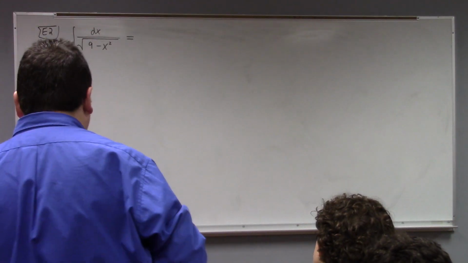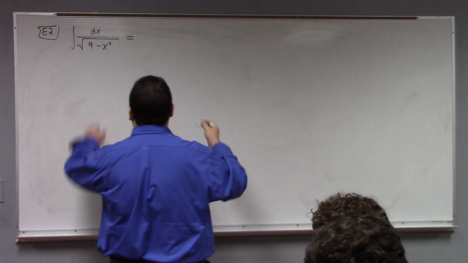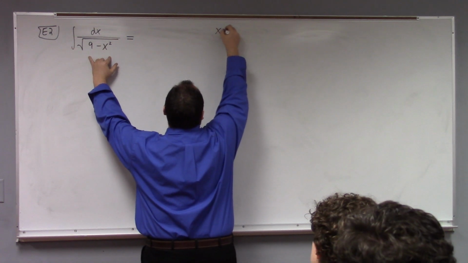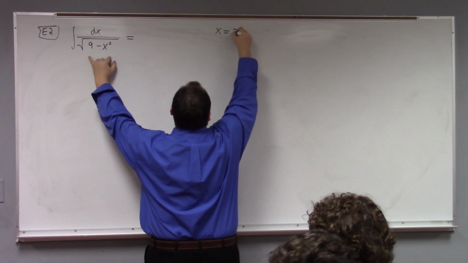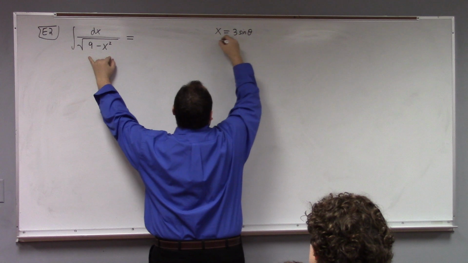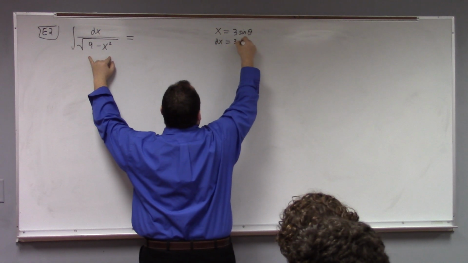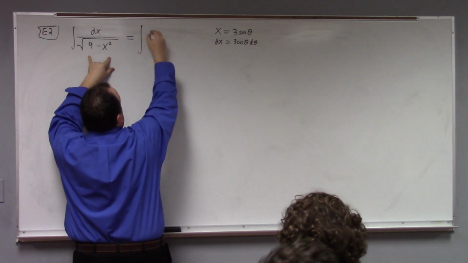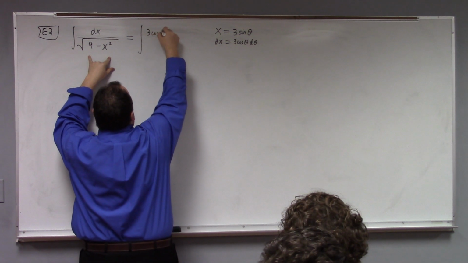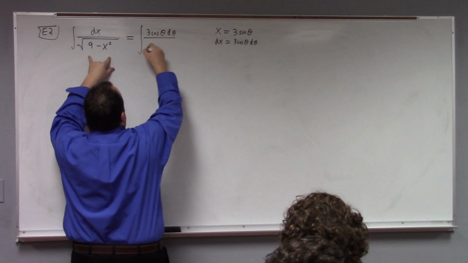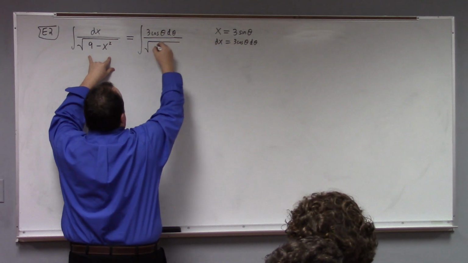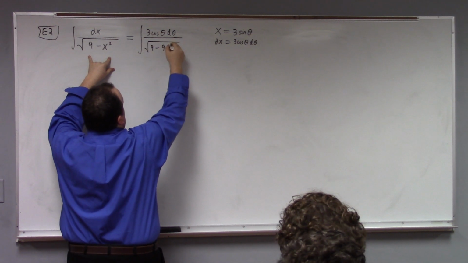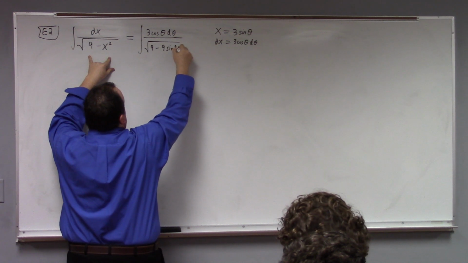What's the trigonometric substitution we could do? x equal to what? Yeah, 3 sine theta. So then dx is 3 cosine theta d theta. And what do we got? We're up against 3 cosine theta d theta divided by the square root of what? 9 minus 9 sine squared theta.